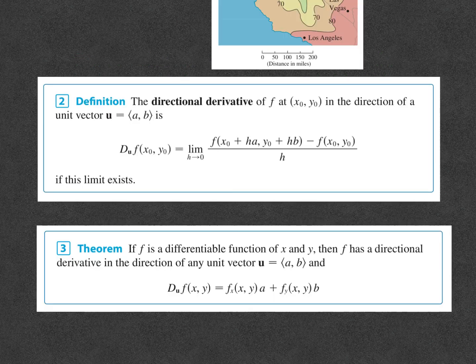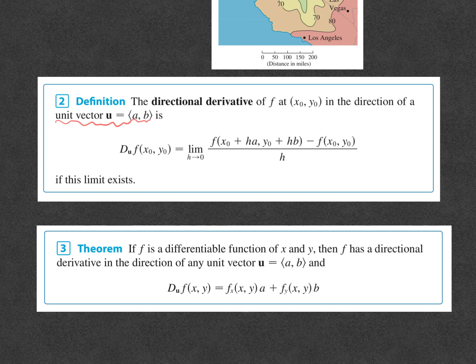If you look at box 2, the definition: the directional derivative of f at that point in the direction of your unit vector AB. Notice it's a unit vector, because that's an important statement here. Then that is your definition of a derivative, if the limit exists.